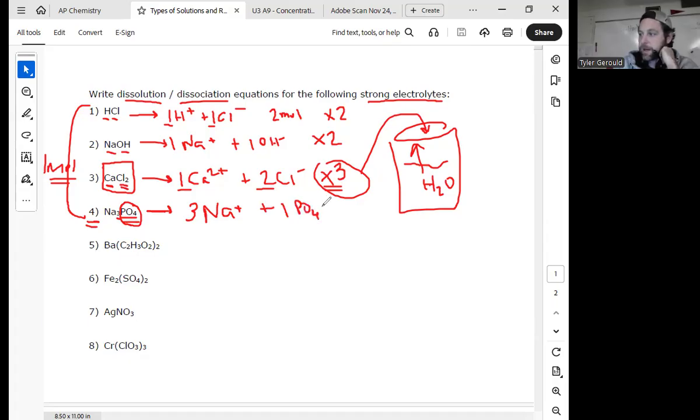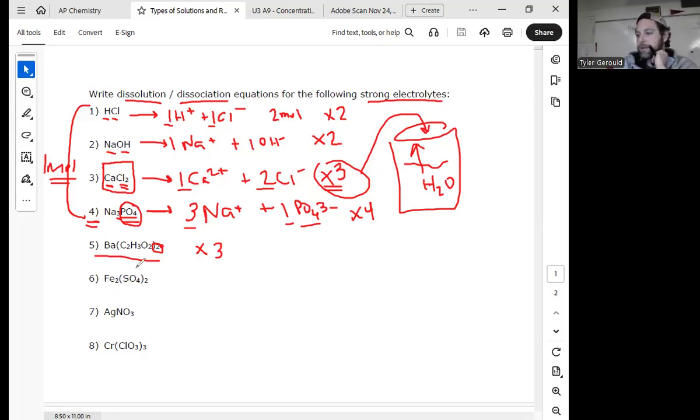Phosphate is one of those ions that we memorized. So we still get a times 4 effect, which is pretty significant. But keep the phosphates together, the PO4s together. Let's look at number 5. How many total ions? Well, there's 1 barium and 2 acetates. So this has a times 3 effect on the total moles after it ionizes and separates and dissociates.